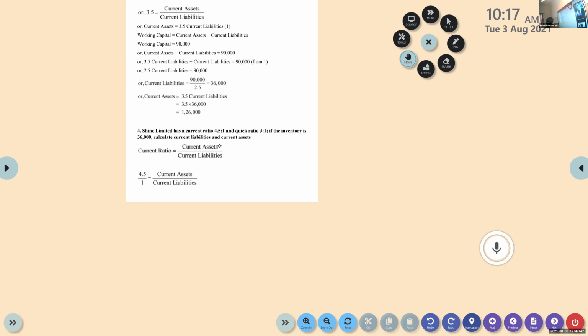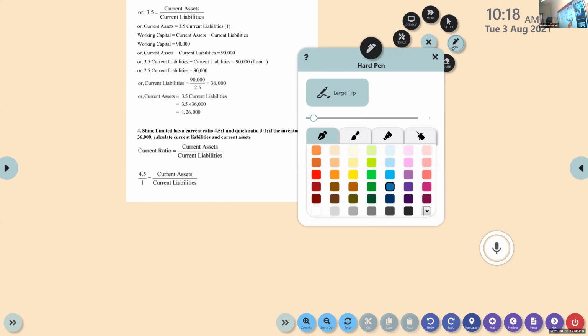And they have told that if the inventory is 36,000, find out how much is the current liability, how much is current asset. So we are going to find out current asset and current liability. We are provided with ratios, both current ratio and quick ratio are given. Okay, the question is clear.